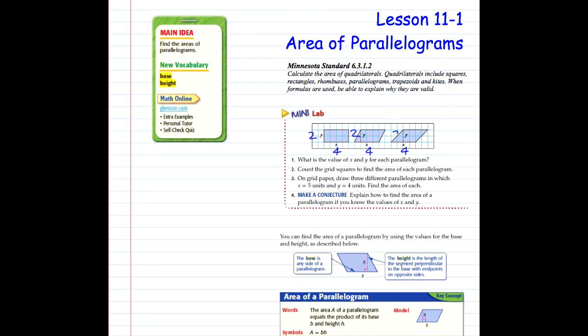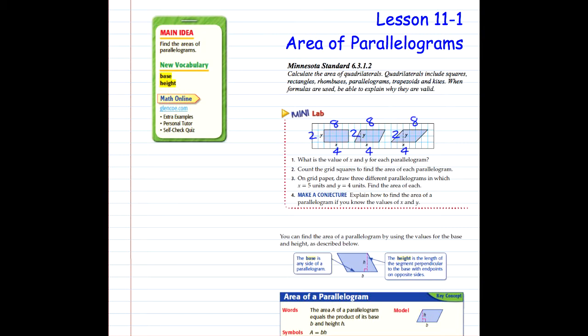Count the grid squares to find the area of each parallelogram. 2, 4, 6, 8 for this one. 2, 4, 6, 7, 8 for the second one. 2, 4, 5, 6, 7, 8 for the third one.